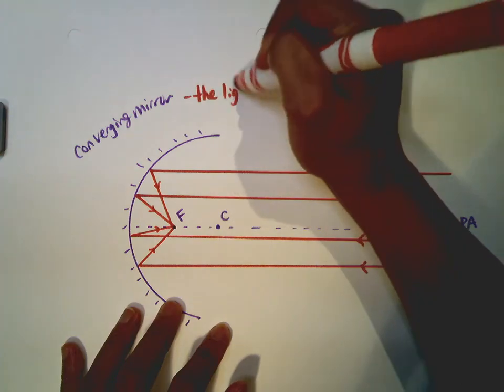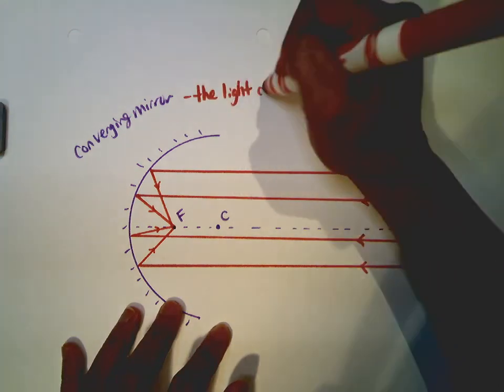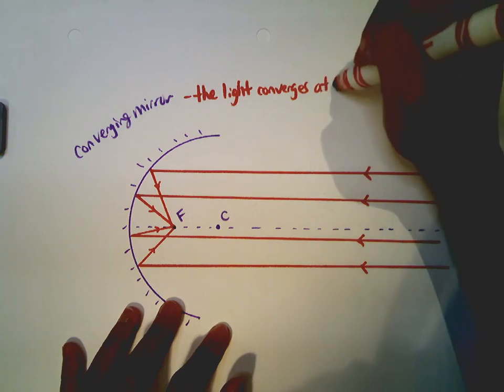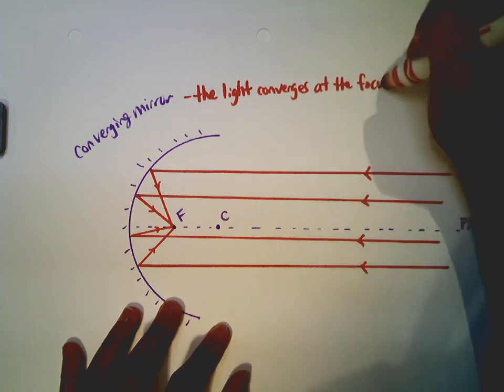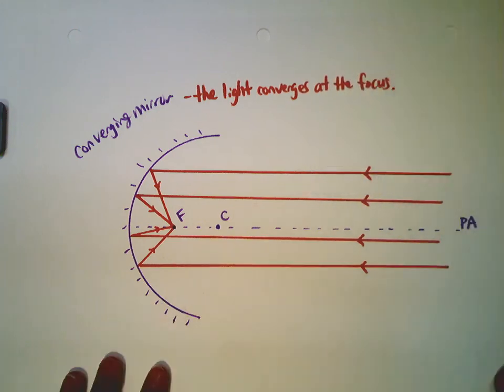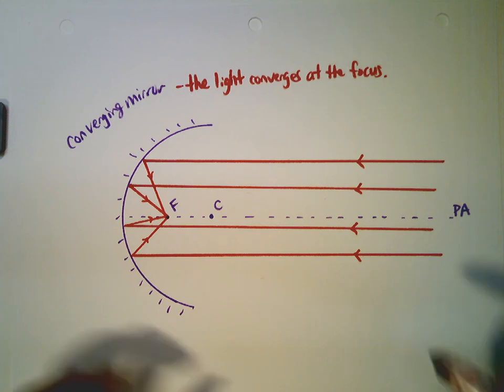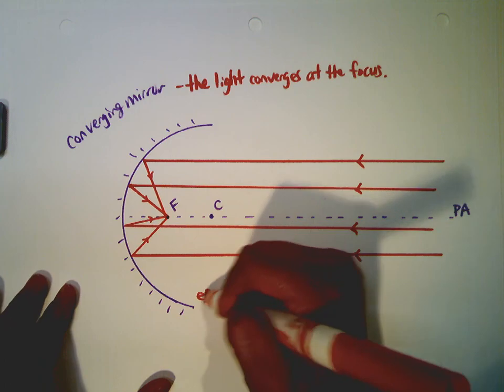The light converges at the focus. So basically, where can we use this really cool, I guess, law or rule for curved mirrors? Well, we use it actually in flashlights. All right, so here are examples of where this is used.